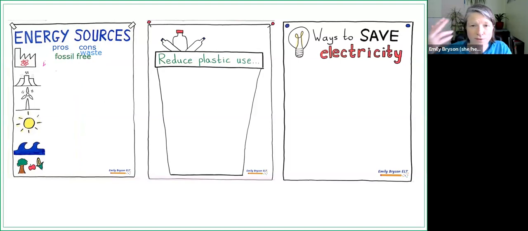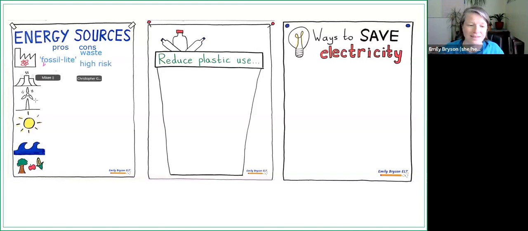What other discussions could you have with this particular template? This is what we call a visual template. So a visual template is basically a large sheet of paper, or it could be on your whiteboard, where students add their ideas and interact with it. Yeah, fossil fuels, waste. Yeah, any pros and cons for the other energy sources?